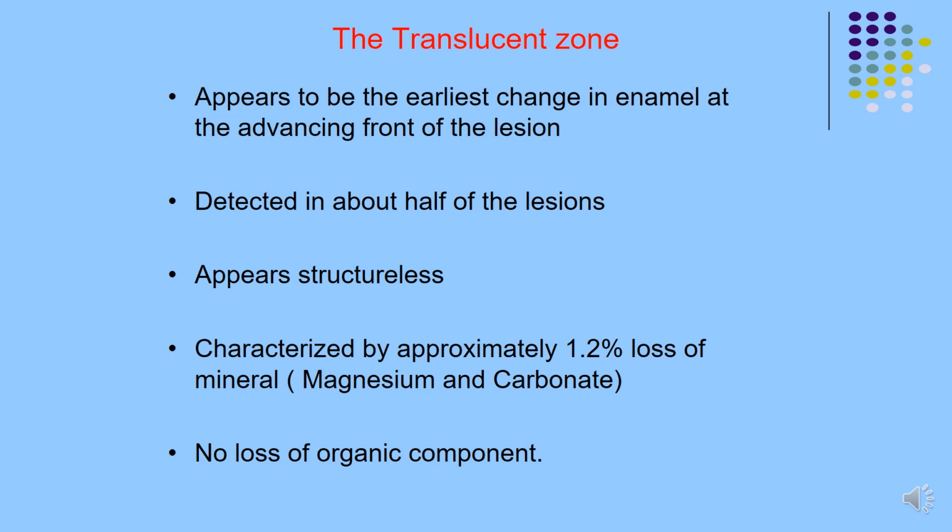Number one, let's look at the translucent zone. What's exactly happening there? It appears to be the earliest change in enamel at the advancing front of the lesion. It is detected in about half of the lesions. It appears structureless. It is characterized by approximately 1.2% loss of mineral, mainly magnesium and carbonate. There is no loss of organic component yet. So this is the advancing front of the enamel.